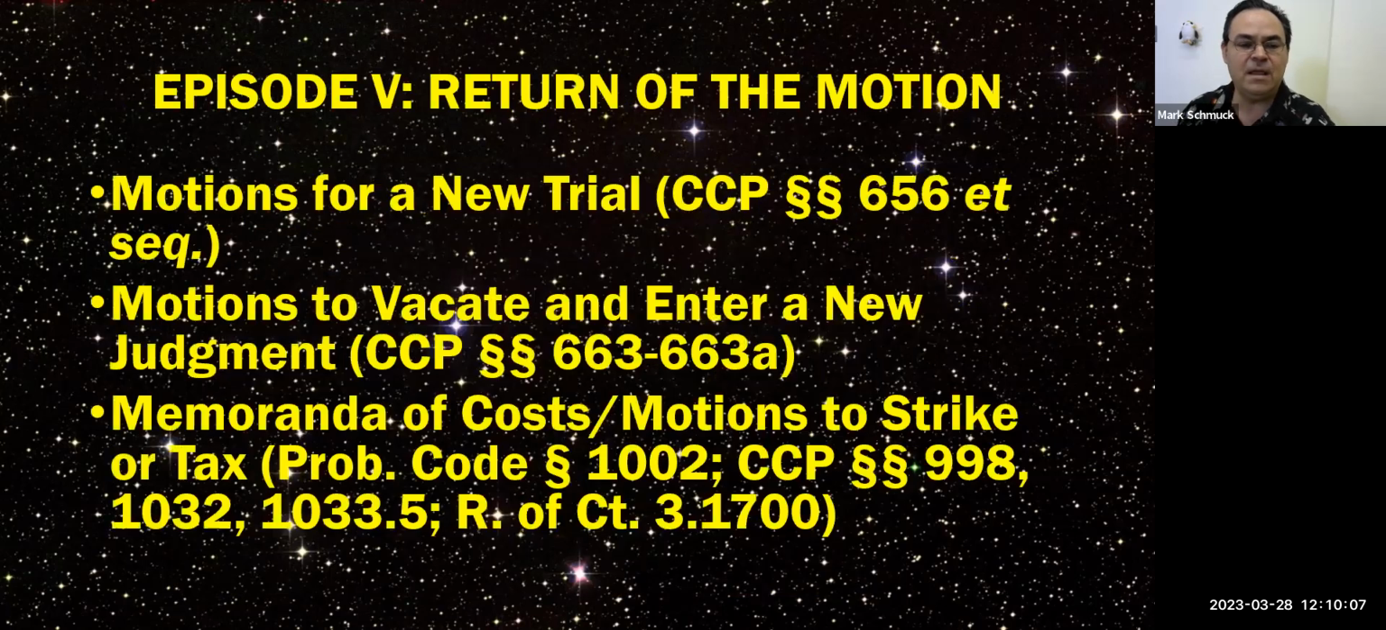So the 3 motions in particular that we're going to be talking about today are motions for a new trial under CCP sections 656, etc. Motions to vacate and enter a new judgment pursuant to Code of Civil Procedure sections 663 and 663A. We'll also talk a little bit about memoranda of costs and motions to strike or tax costs under a whole bunch of different authorities that you see there on the screen.